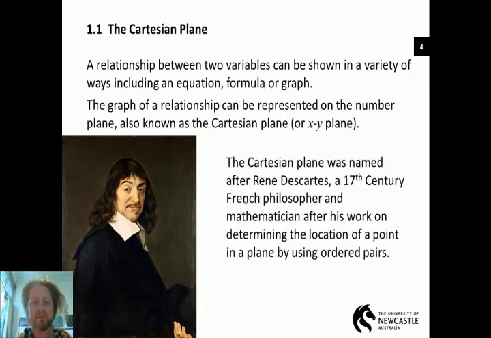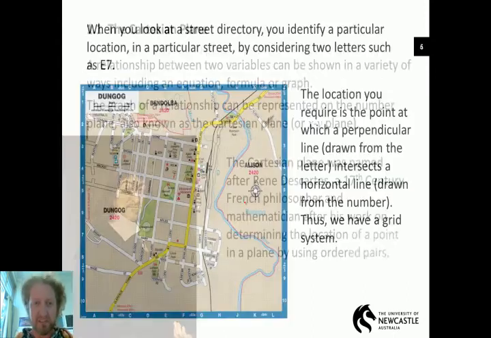But yes, the Cartesian plane makes us plot all these little dots which define the relationship between two variables. Here's the man who invented it, or it was named after, due to his work with determining the location of a point in a plane using ordered pairs. We'll explain that in a second. But yeah, Rene Descartes. He's also the bloke who said, "I think, therefore I am," which I'm not really sure what that means, which probably means I don't exist.